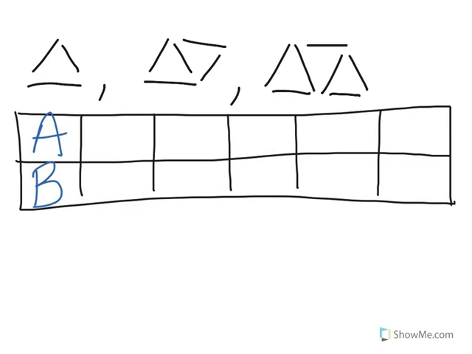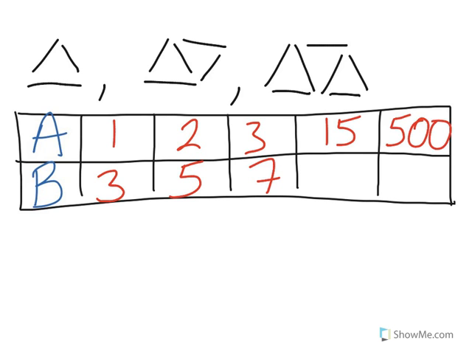Here we have another pattern, slightly more complex. That's okay. Let me complete the table first. I have 1 triangle, 3 sticks. I have 2 triangles, and if I count the sticks carefully, there's 5. 3 triangles, and there is 7 sticks. Okay, and let's work out what would happen for 15 triangles and maybe 500 triangles.